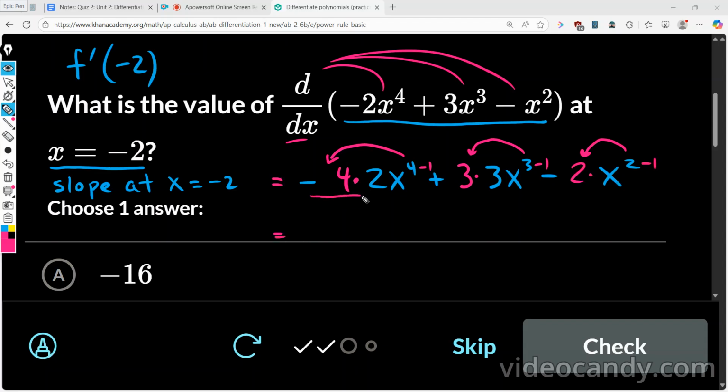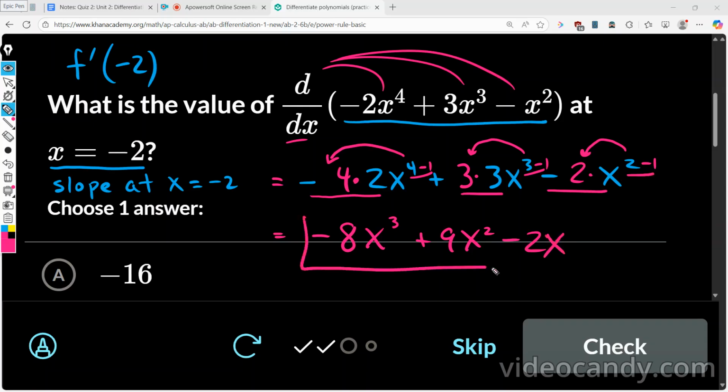Okay, negative 4 times 2 is negative 8. We have x, and the exponent is 4 minus 1, which is 3. Positive 3 times 3 is 9. And the exponent on x is 3 minus 1, which is 2. Negative 2x. And the exponent on the x is 2 minus 1, which is just 1. But you do not have to write it. So that's f prime of x.